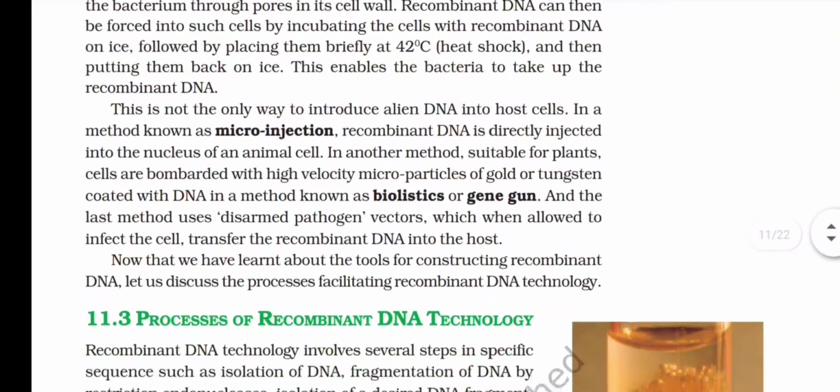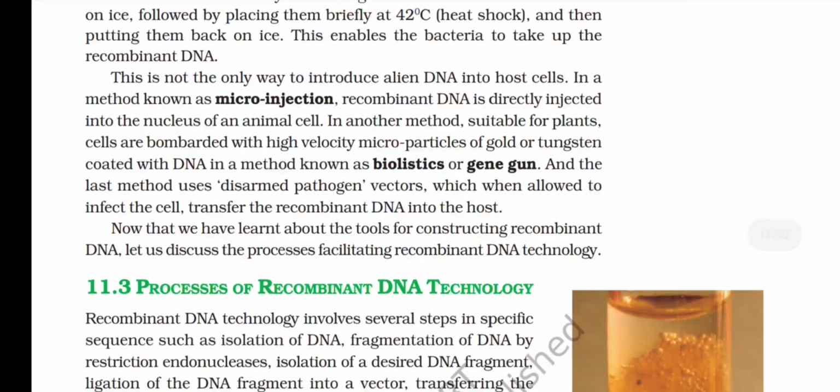This is not the only way to introduce the alien DNA into the host cells. In a method known as microinjection, recombinant DNA is directly injected into the nucleus of the animal cell. In another method, suitable for plants, cells are bombarded with high-velocity microparticles of gold or tungsten coated with DNA, in a method called biolistics, or gene gun. I'll talk about the gene gun later in this video.